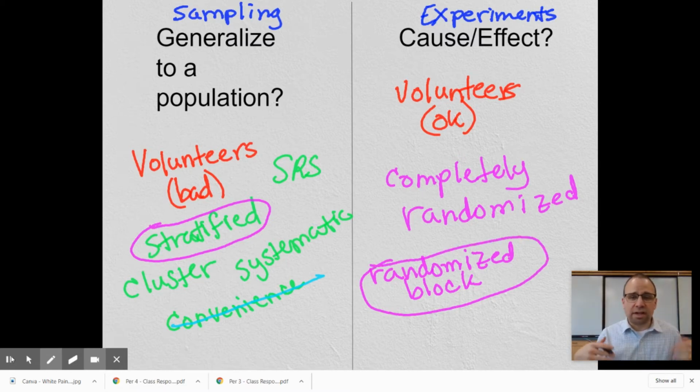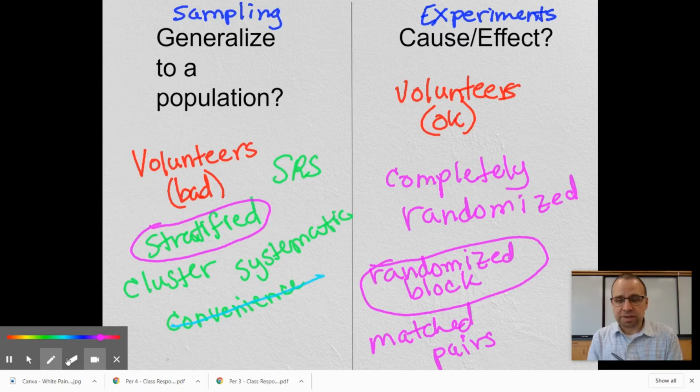We're not trying to generalize to a population in experiments. We use blocking in experiments to lower the variability of our results. And then there's the special type of randomized block, which is called the matched pairs, and that's where you're actually pairing up results, like, for example, the two fastest runners, or two tomato plants where one's getting one type of fertilizer and the other one's getting another type of fertilizer. You match them up, but give them separate treatments, again, due to randomness, okay?